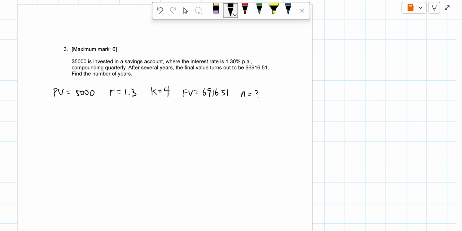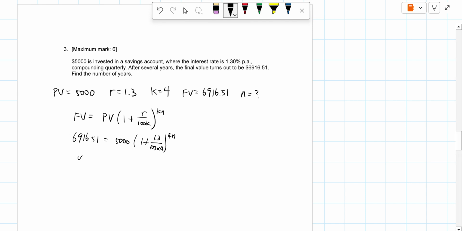So at this point I can bring in the formula. Copy down the formula first. FV is equal to PV times 1 plus R over 100k to the power of Kn. FV is 6,916.51. PV is equal to 5,000 times 1 plus R is 1.3. R over 100k is 100 times 4, to the power of k is 4, and we don't know. So at this point, I definitely know that I do not have the ability to solve this question at this point of our curriculum. So let's use the graphing calculator.